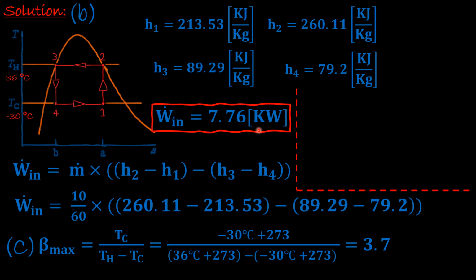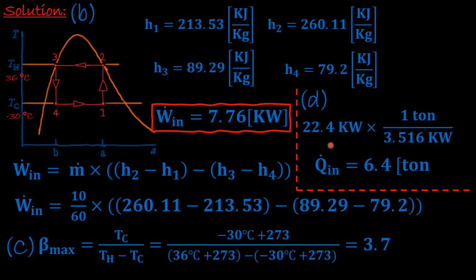And here we will do the final thing, which is D, to find the refrigerant capacity in tons. So what we will do is we will take the Q evaporator that we found, 22.4 kilowatt, and we will use this conversion factor. 1 ton is equivalent to 3.516 kilowatt, or 1 ton is equivalent to 3,516 watt. So the kilowatt will cancel with the kilowatt. It will give us that the rate of heat transfer, or the refrigerant capacity, is 6.4 ton.